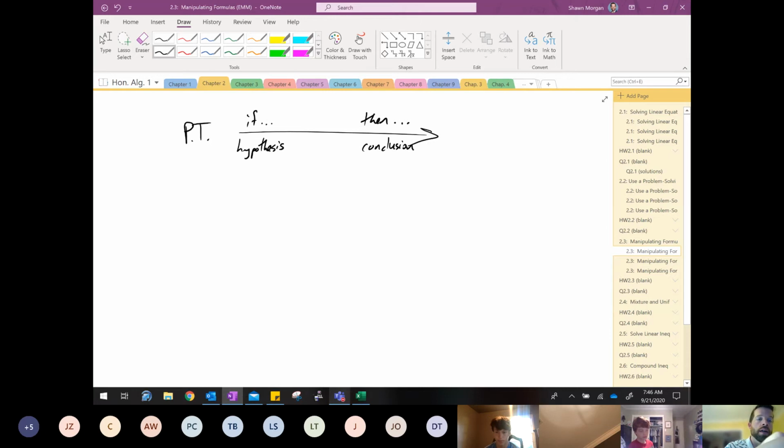So our hypothesis for Pythagoras is that if we have a right triangle, and in the last example, I'm still not happy with my right triangle, in the last example we talked about how we had a 90-degree angle. So that's the hypothesis of the Pythagorean theorem. If we have a right triangle, all right, now check this out.